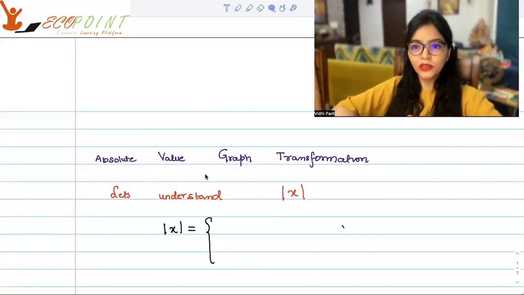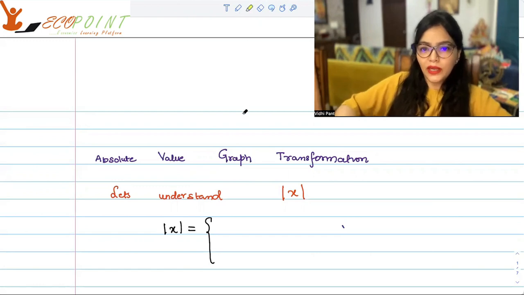Today I'm going to talk about the modulus function or the absolute value function. We'll talk about the graph transformations related to that. But first of all, let's focus on what exactly do we mean by modulus of x or the absolute value of x.